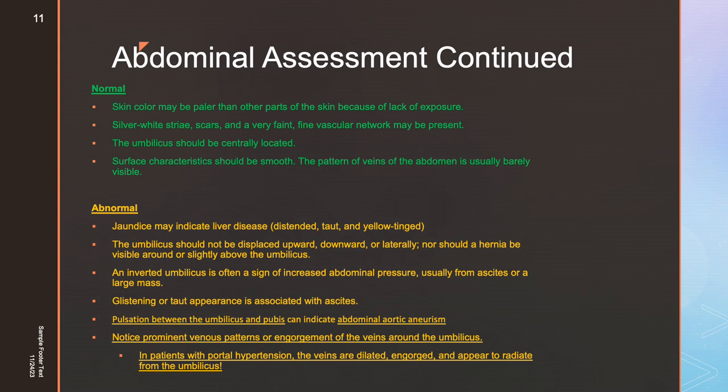No pulsation between the umbilicus and the pubis indicates an abdominal aortic aneurysm. You should not, I repeat, not, one more time, not be able to lay down flat, look at your belly, and see thump, thump, thump coming from that area. That is an indicator of something very serious.